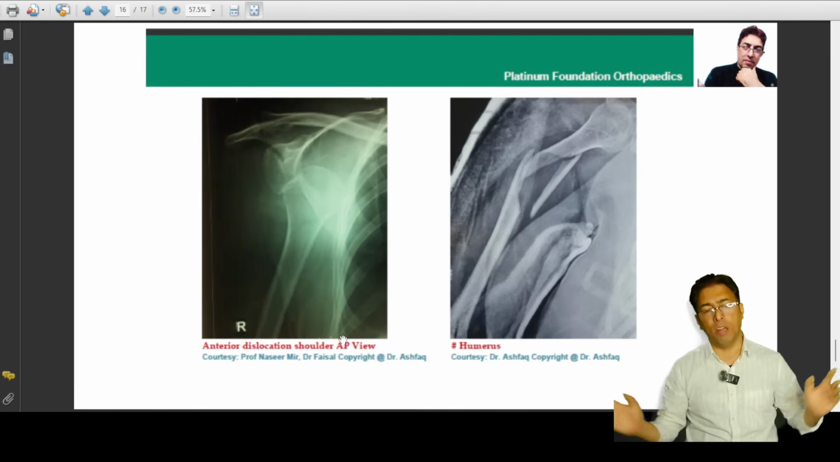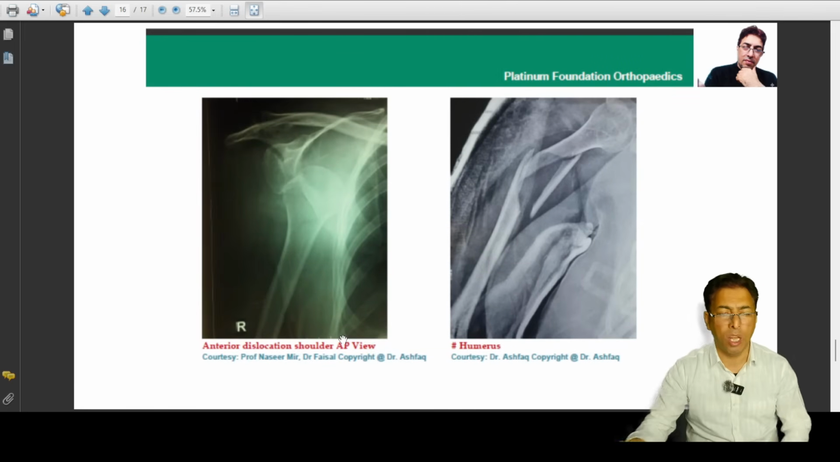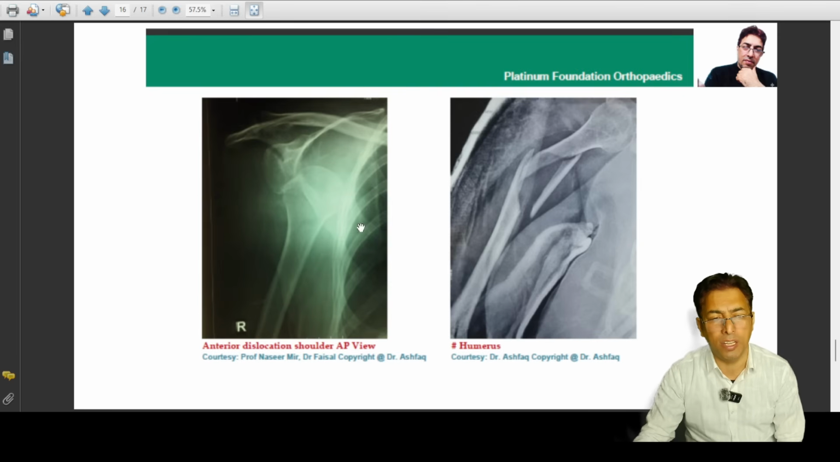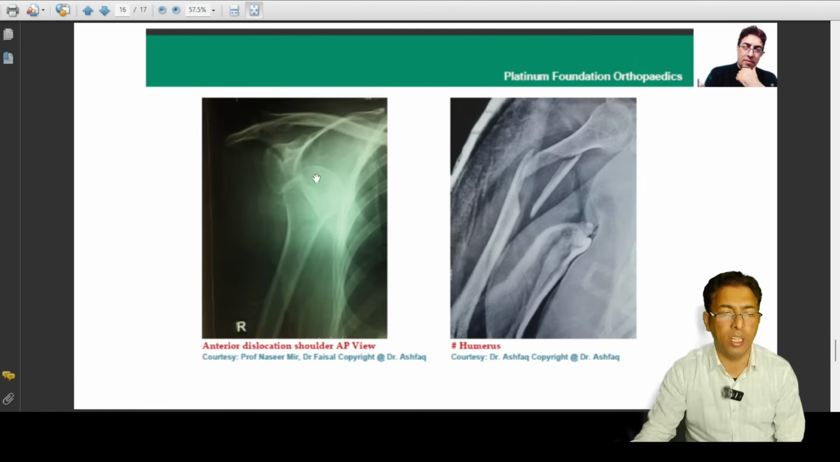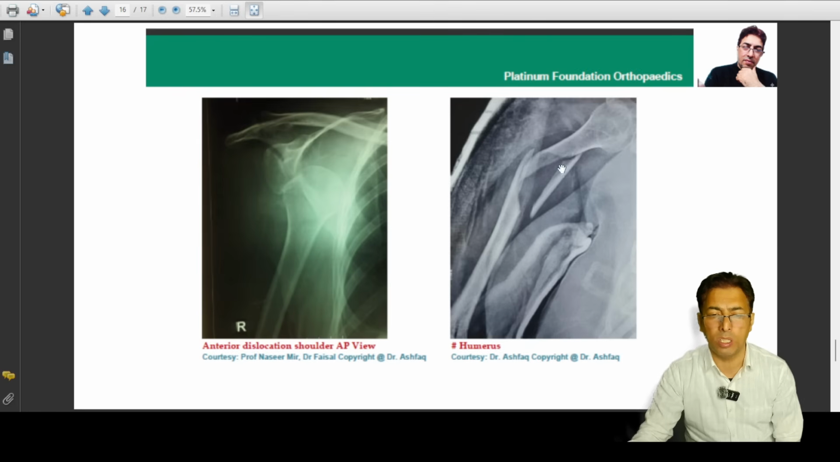Now, in addition to that, somewhere you are asked to identify lesions on a radiograph. So over here, you can see the shoulder joint. This is the humerus. This is the head of the humerus. Here is the glenoid cavity. You can see that it has moved out of place, and this is the dislocation of the shoulder. And over here, you can see there's a big breach in the humerus. This is the fracture of the humerus, very well demarcated.